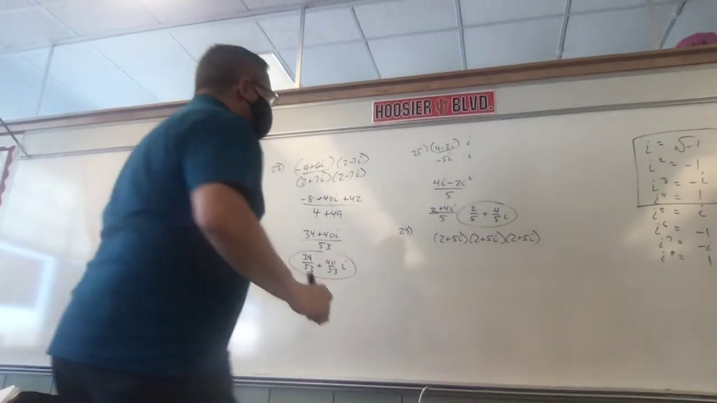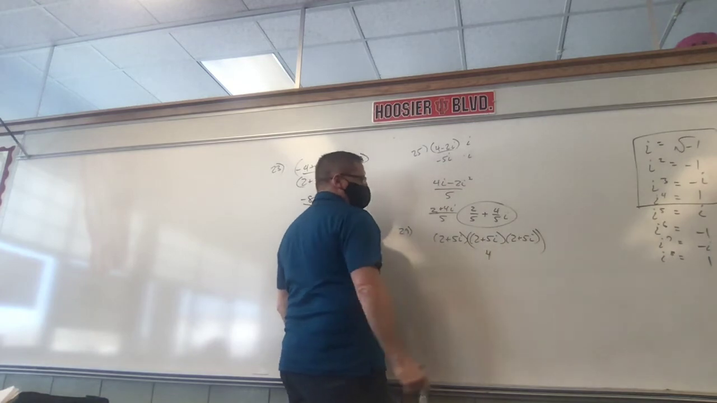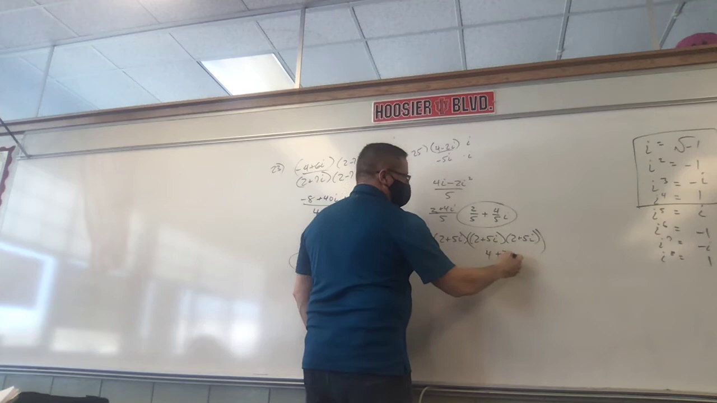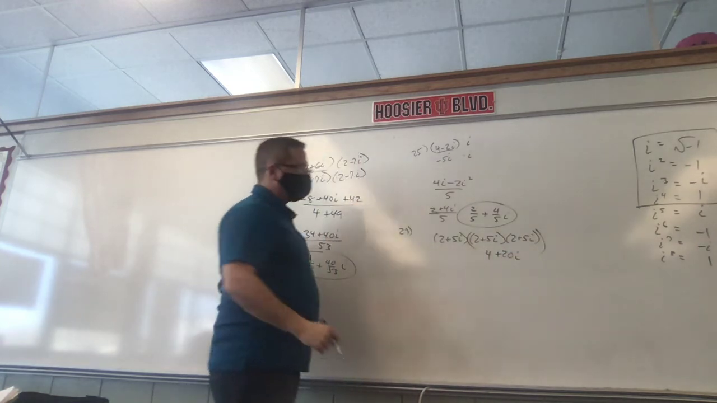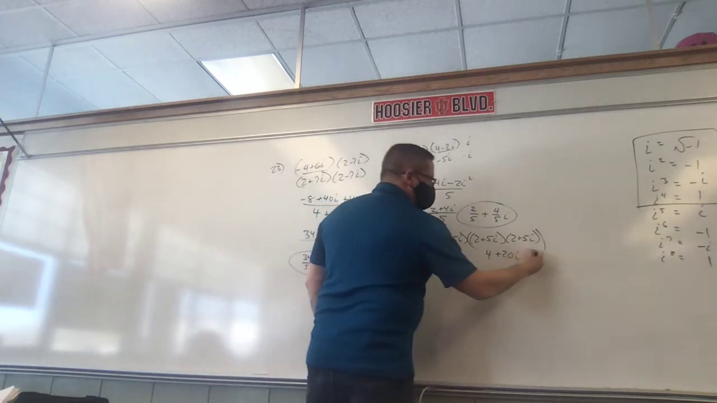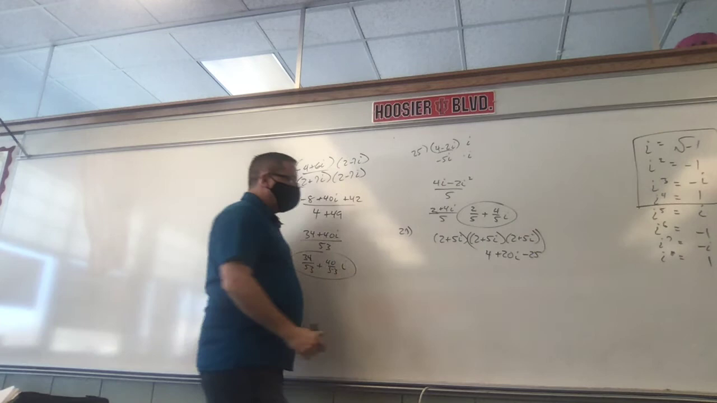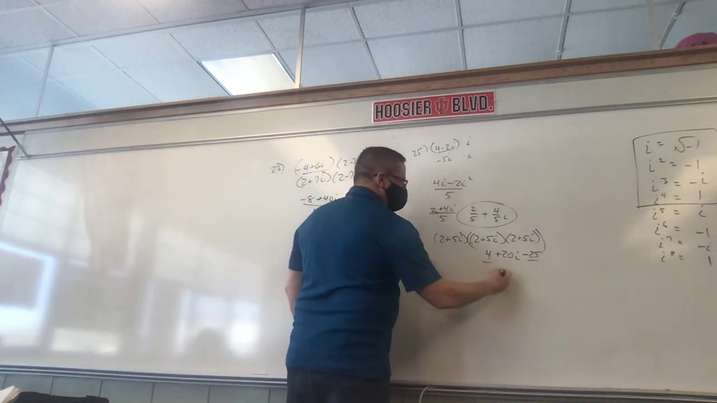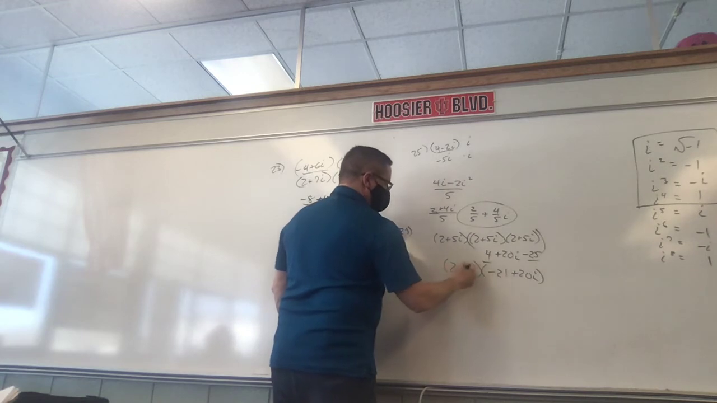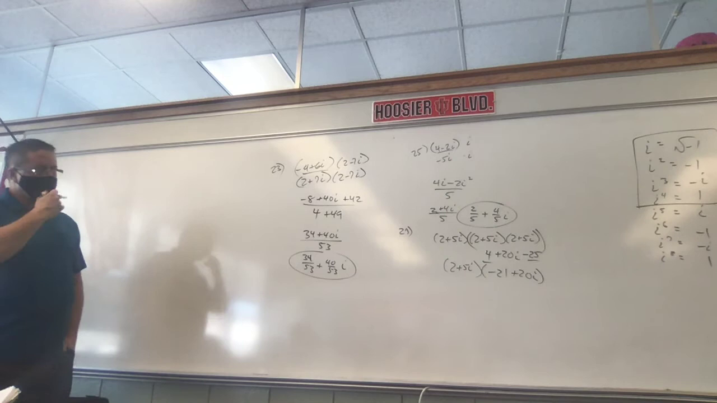All right, I'm going to do these last 2 first. We're going to have 4. My outers are 10i, my inners are 10i. Together that's 20i. And my lasts, 5i times 5i is 25i squared, which is negative 25. Put that together, we're going to have 4 and negative 25 is negative 21 plus 20i. We still have to times by 2 plus 5i. Got to do it again.